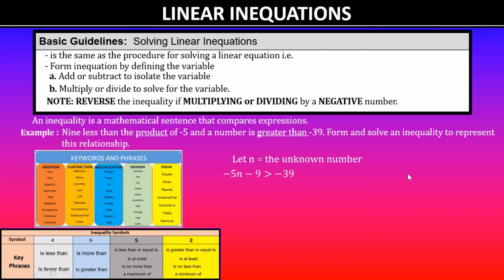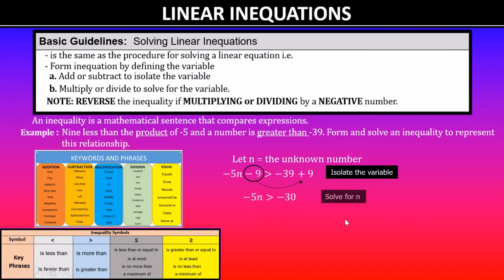So once I form the linear inequation, then I will need to isolate the variable. So in this case, I'll isolate the variable either by adding or subtracting. So in this case, it's already -9. I will move -9 on the other side. So if I change side, I will change sign. So -9 will become +9. And then we are left with -5n is greater than -30 now, because -39 plus 9 is -30.